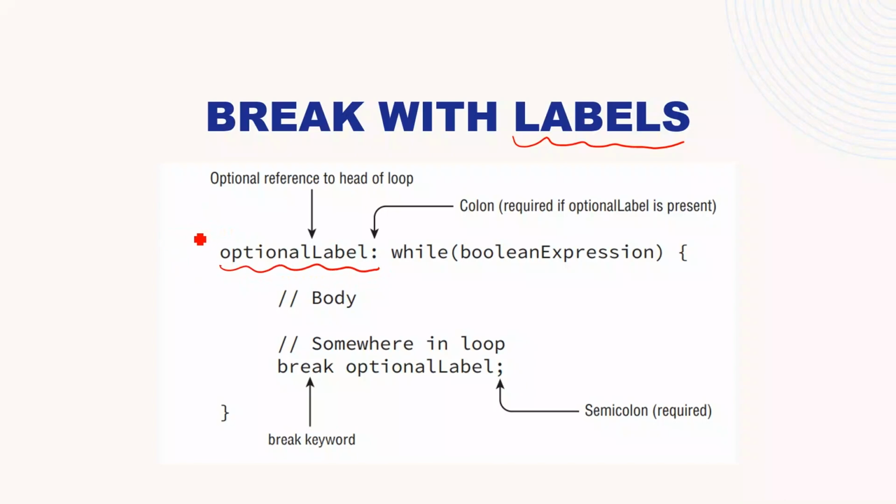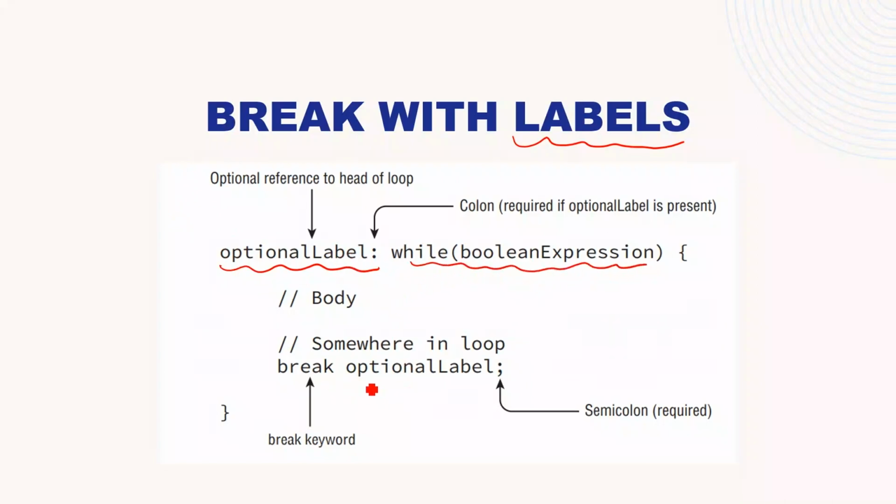Without a label parameter, the break statement will terminate the nearest inner loop it is declared in, right? The optional label parameter allows us to break out of a higher level outer loop. Let us see an example of what I mean. Okay, so if I'm going to explain it in simple terms, we have this optional label over here, and this is the while loop, and it's an outer loop, right?